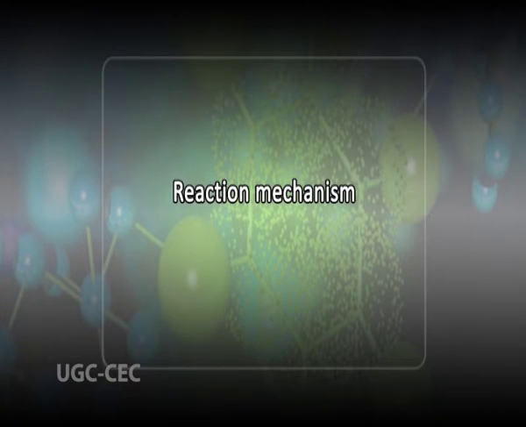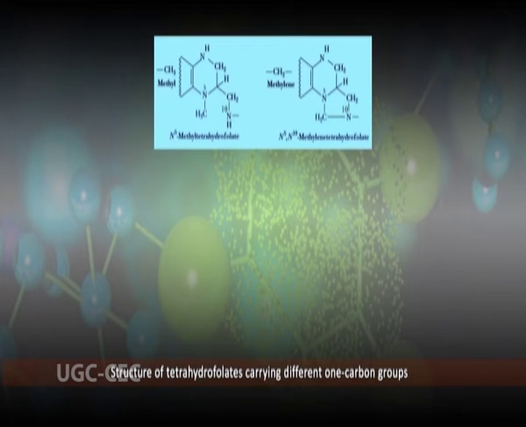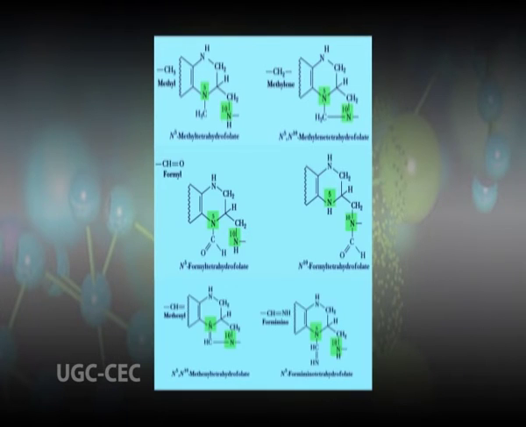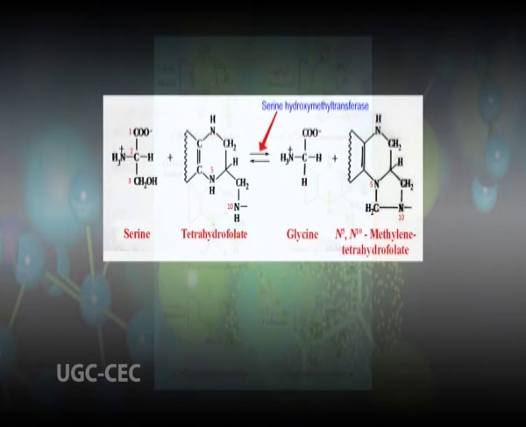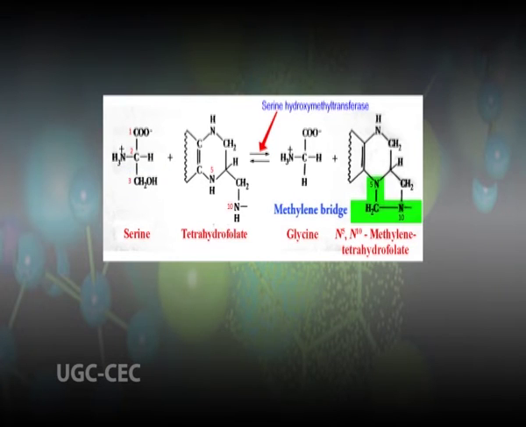Next is the reaction mechanism. The 1-carbon group carried by tetrahydrofolate is bonded to its N5 or N10 nitrogen atom, denoted by N5, N10. This is a general biochemical reaction of glycine synthesis catalyzed by serine hydroxymethyltransferase. In this reaction, glycine is formed from serine through the removal of a 1-carbon group. Tetrahydrofolate accepts beta carbon C3 of the serine, which forms a methylene bridge between N5 and N10 to yield N5,N10-methylene tetrahydrofolate.